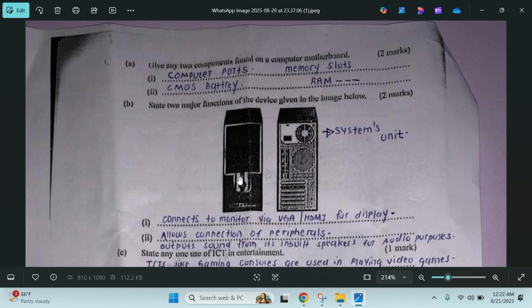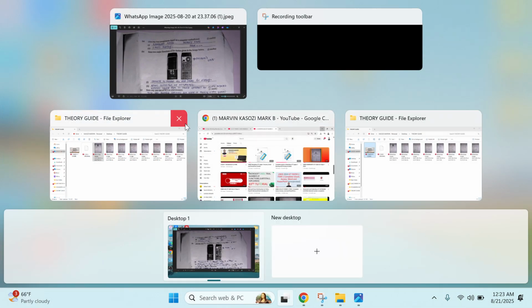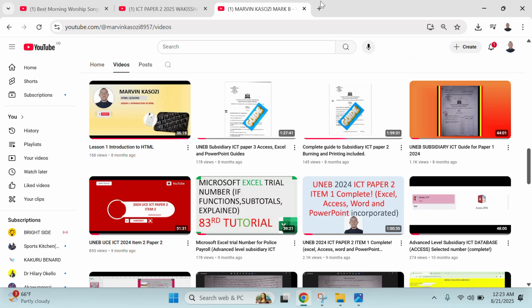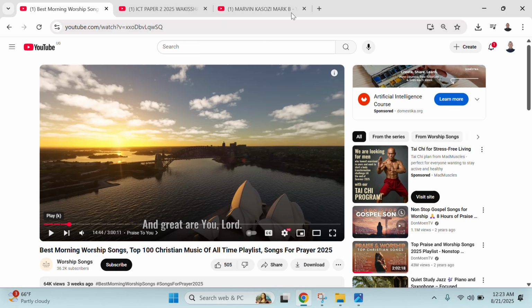So number 1, the learners were asked to give 2 components that are found on the computer motherboard, and the scores were 2. Some of the components that are found on the computer motherboard include computer ports, CMOS battery, memory slots, RAM, etc. So a computer motherboard has a lot of parts on it. If I'm to use my internet here, I can research about a computer motherboard.